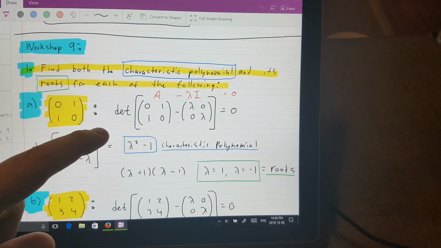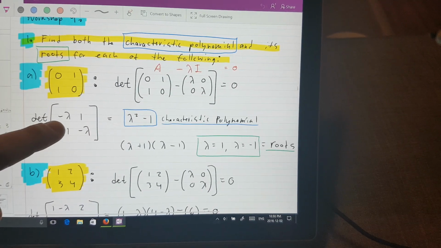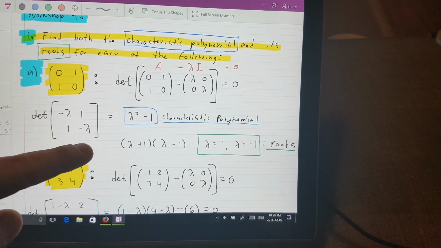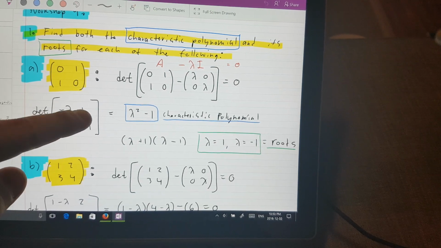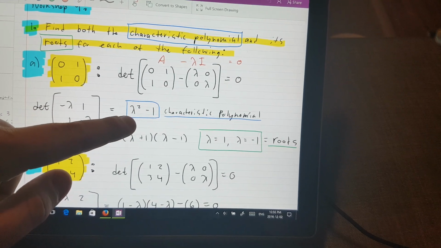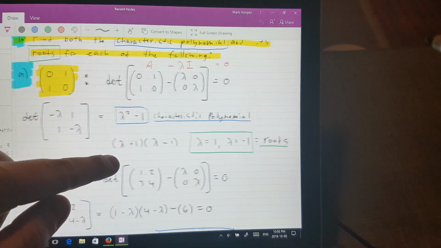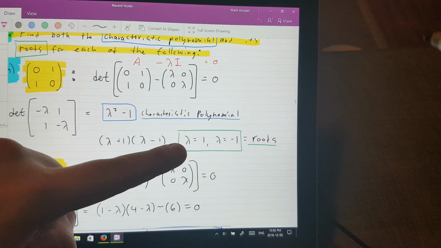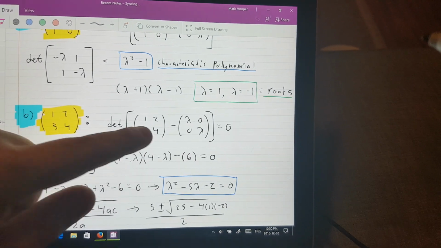So take the determinant of A minus lambda I. That's going to be this. You get that determinant. So you're going to get negative lambda times negative lambda minus 1. So you get lambda squared minus 1. Solve for the roots of this guy. In this case, it's pretty easy. Get those roots.